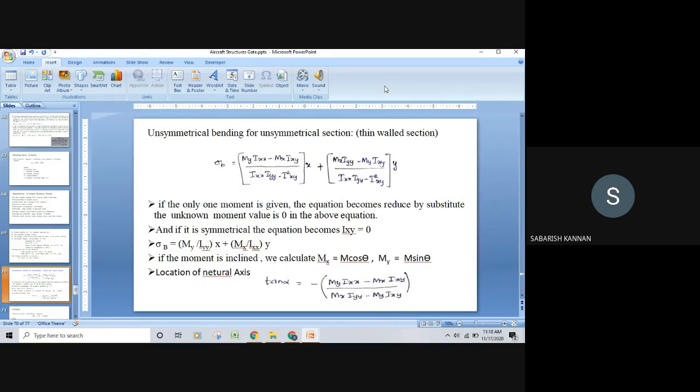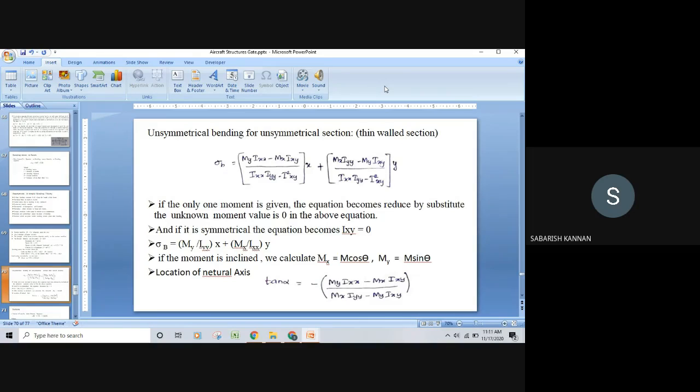In that formula, in GATE problems, for the unsymmetrical section they don't give both moments; they give only one moment, about the x-axis or the y-axis. We take that moment, and the other moment becomes zero. At the same time, if the section is symmetric, Ixy becomes zero. So these two points are mainly to be noted down.